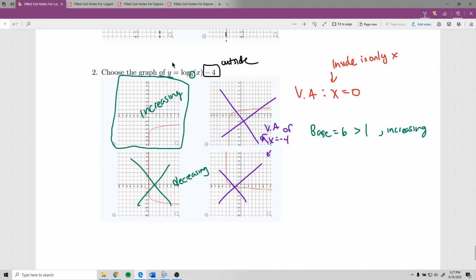All right, so that's just something to be careful on when you're choosing these. The parentheses, what's inside it, is what matters. If you have a number on the outside, visually it actually moves the graph up and down. This one moved the graph down 4, but you don't need to necessarily remember that for this problem. You just need to remember it's on the outside so it doesn't take part of the vertical asymptote.